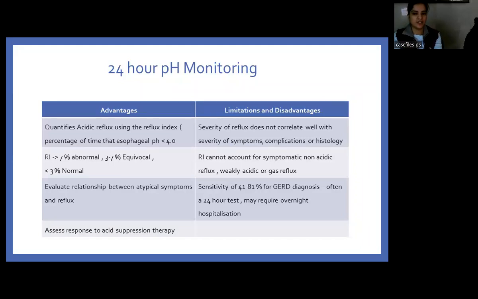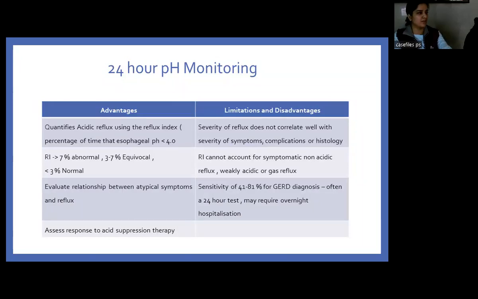However, there are certain limitations and disadvantages of 24-hour pH monitoring. That is, the severity of the reflux does not correlate well with the severity of the symptoms or the complications or the histology of the esophagitis. Reflux index cannot account for symptomatic non-acidic reflux, weakly acidic, or gas reflux. It can only tell us about the acidic reflux, which is ongoing.